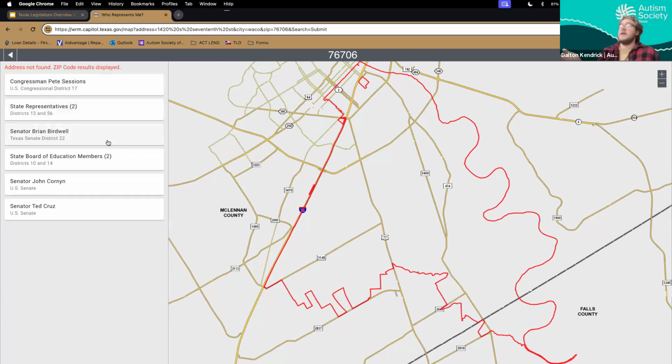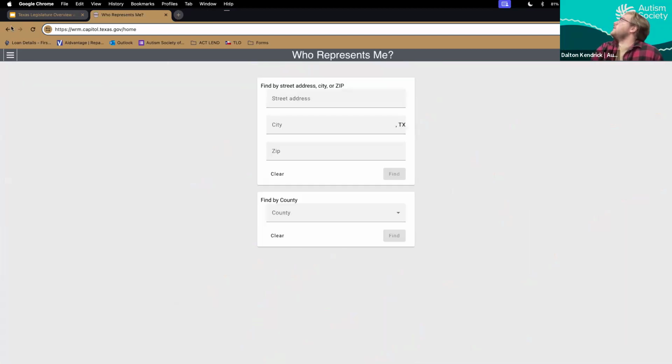Yeah, so that's a great way. If you don't know who represents you, it's an easy way to look it up. You can put in your exact address and it'll tell you your exact address is these two members. So going back.